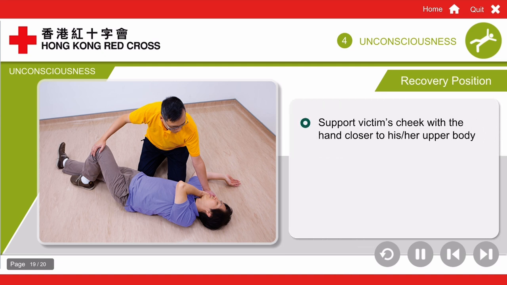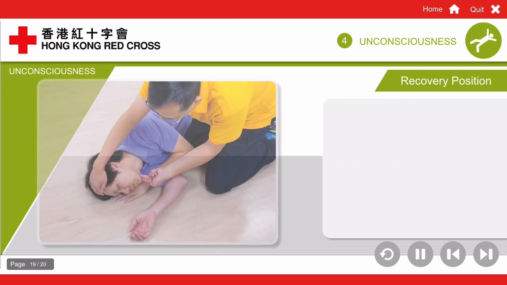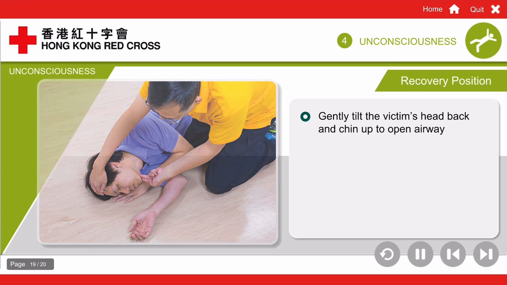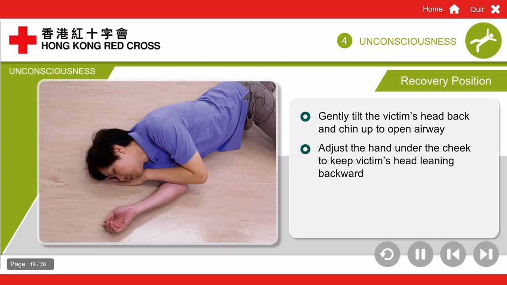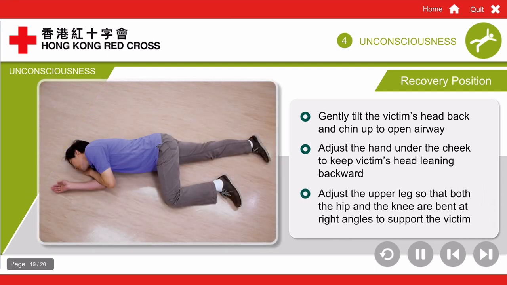Next, support victim's cheek with the hand closer to his or her upper body. Press on his or her knee with the hand closer to the lower body to roll the victim towards you onto his or her side. After that, gently tilt the victim's head back and chin up to open airway. If necessary, adjust the hand under the cheek to keep victim's head leaning backward. Lastly, adjust the upper leg so that both the hip and the knee are bent at right angles to support the victim if necessary.